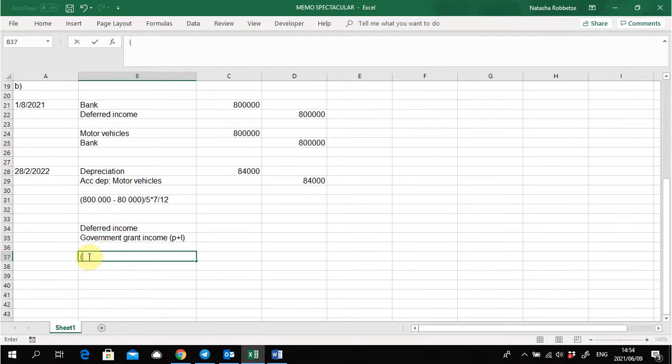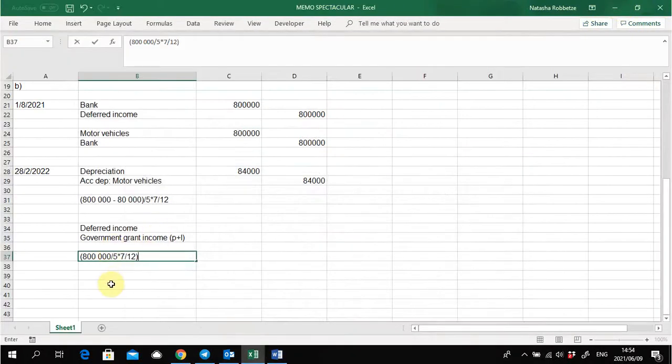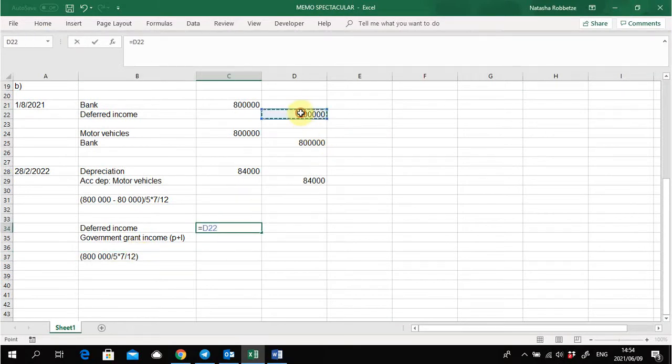So here we need to take the deferred income, which was 800,000, divided by 5 years times 7 months. And I will not minus the 80,000 because residual value will only apply to an asset. The residual value basically means after 5 years we can sell it for 80,000 Rand, but you can't sell a deferred income to anyone, so residual values do not apply to deferred income. However, we need to write it off, as the question states, for it to be in line with the associated asset. So the associated asset is used for 5 years and it's been in use for 7 months.